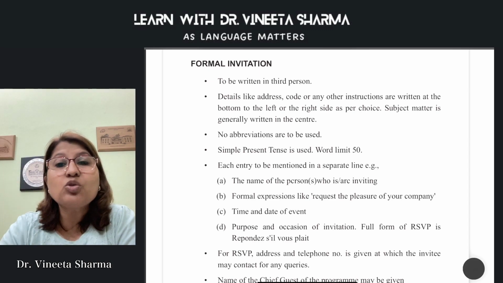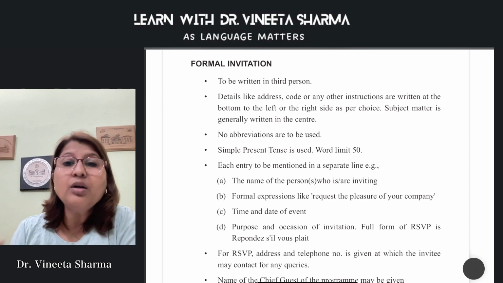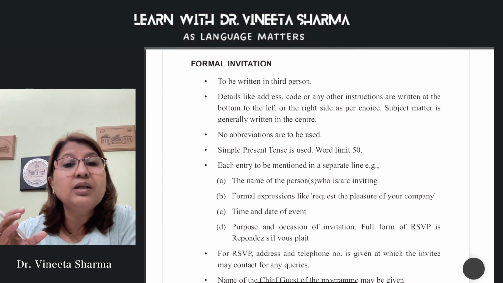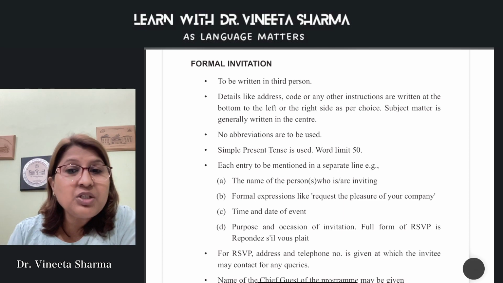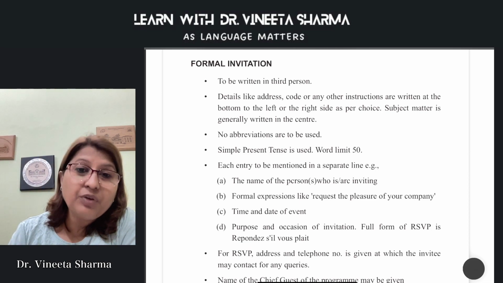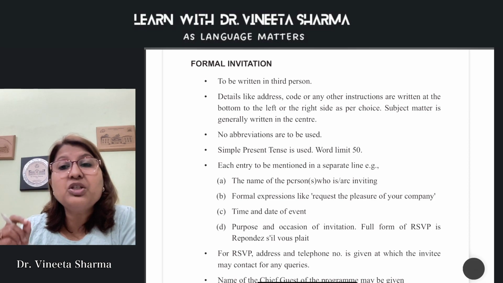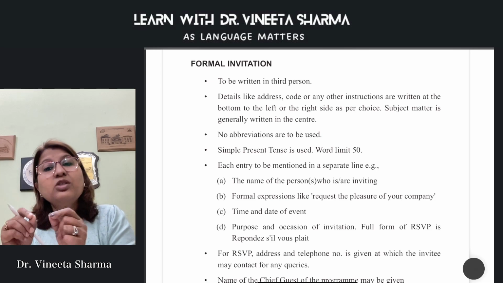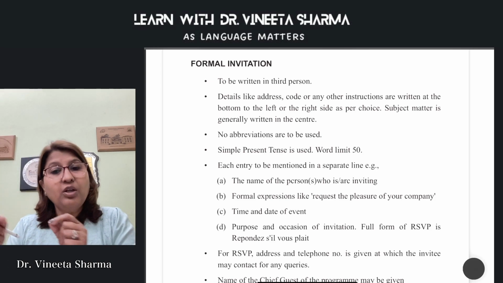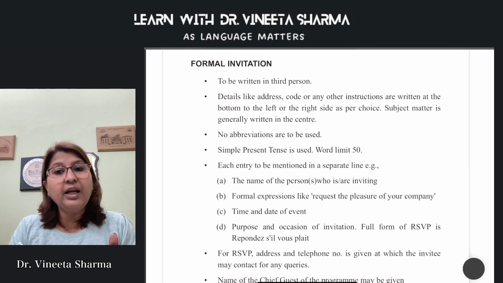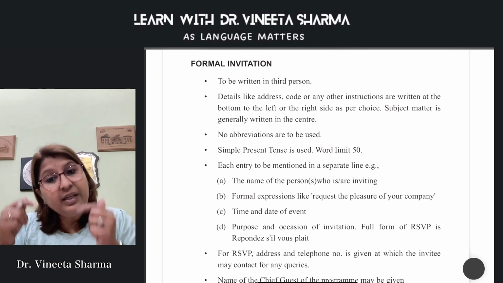Details like address, code, or any other instructions are written at the bottom to the left or the right side as per choice. Subject matter is generally written in the center. No abbreviations are used. Simple present tense is used. Word limit is 50. Each entry to be mentioned in a separate line, like the name of person or persons who is or are inviting, so 1 line for that. Then formal expressions like request the pleasure of your company in another line, time and date in next line.